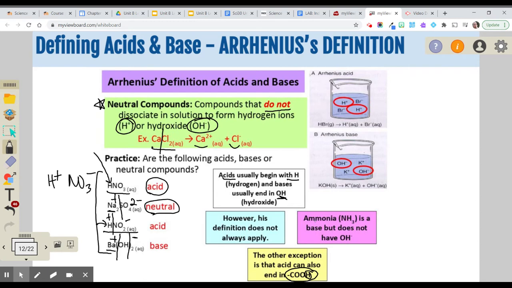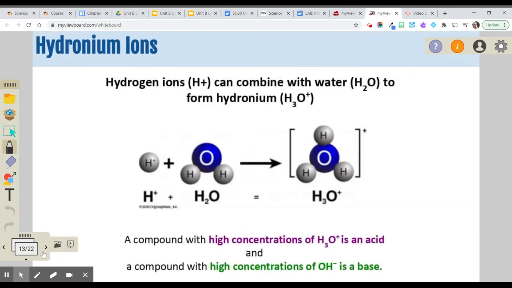You also have bases, something like ammonia, that do not have hydroxide. There's no hydroxide in them, but yet they're still bases. And this is where Arrhenius's definition kind of fails. And so we get another definition coming into the picture. Before we talk about that next definition, let's just see what hydrogen ions actually do when they're in water.